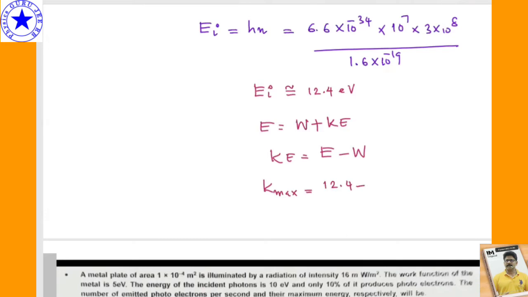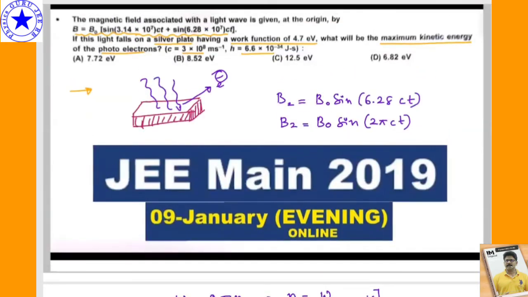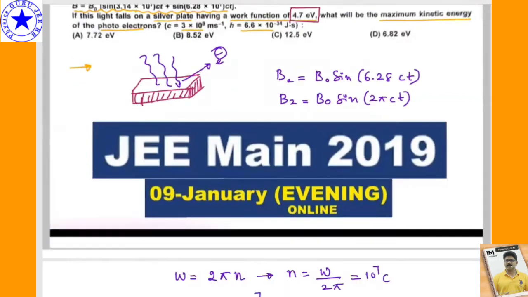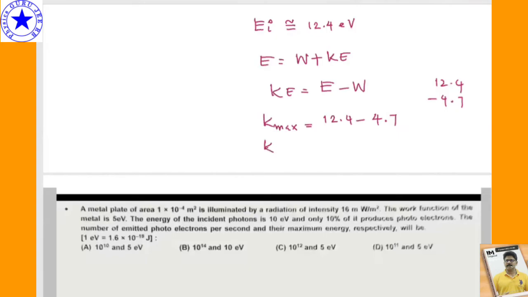How much work function is given in the problem? The work function is given as 4.7. I just subtract that: 12.4 minus 4.7. Now K max will be 7.7, nearby 7.7 electron volts, which matches with option A.